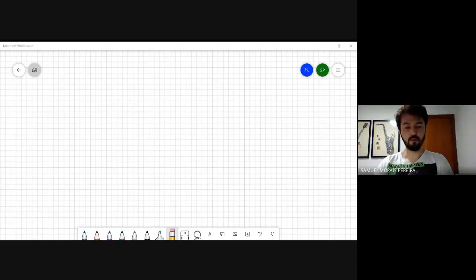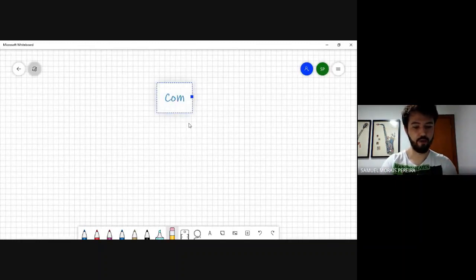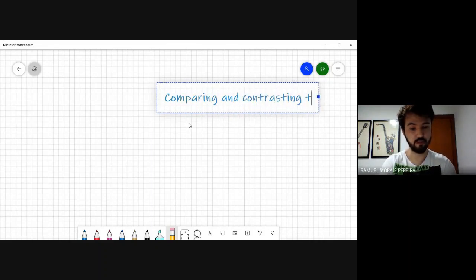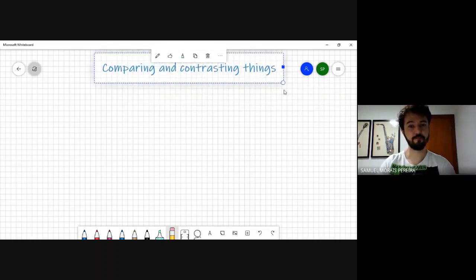Well, guys, so I'm gonna start today's lesson calling your attention to the fact that we can make comparisons when we are talking. Okay, we can compare one thing to something else, and we can contrast things too. So our topic today involves comparing and contrasting things. Comparar e contrastar as coisas.